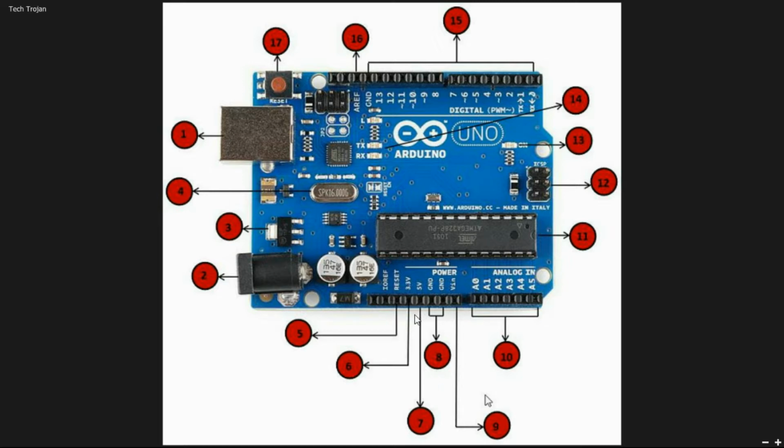15th one is digital input-output pins. The Arduino Uno board has 14 digital input-output pins. Out of 14 digital input-output pins, 6 provide a pulse width modulation output. These pins can be configured to work as input digital pins to read the logic values 0s or 1s, or as digital output pins to drive different modules like LED, relays, etc. The pins labeled with the tilde marks can be used to generate pulse width modulation.